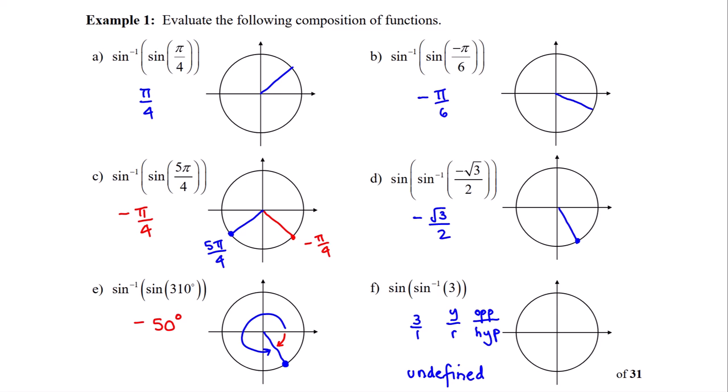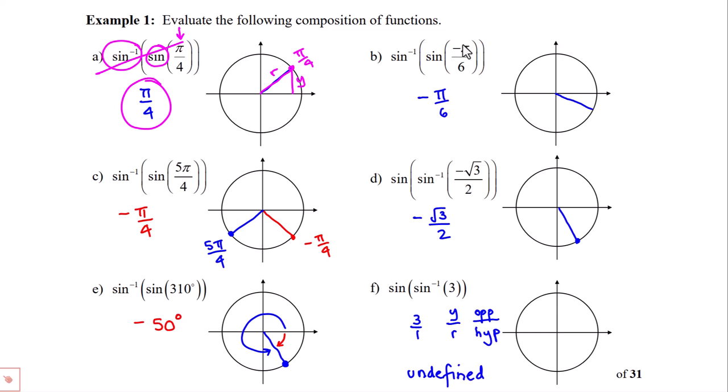So let's work from the inside out. Here is pi over 4. Sine of that is some y over r. We really don't care about that. We want to go back to what's the angle that gave us that sine value of y over r, and pi over 4 is the same. And so you go, oh good, look, they cancel.